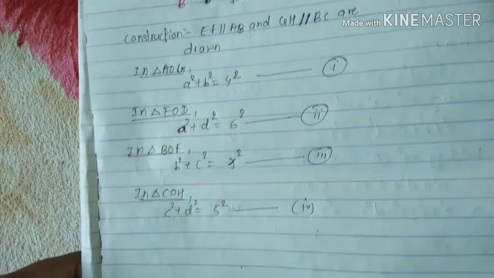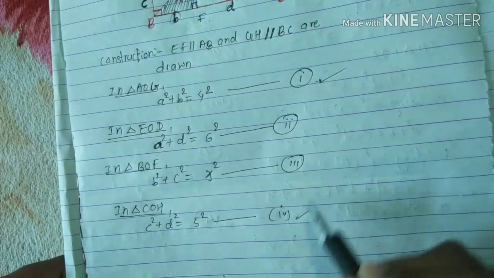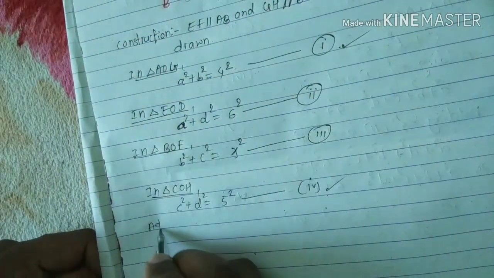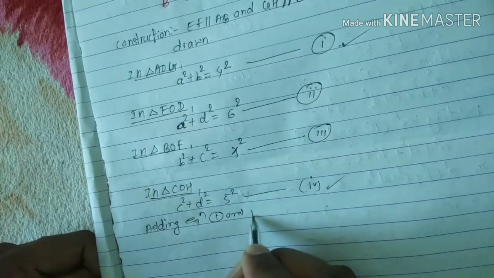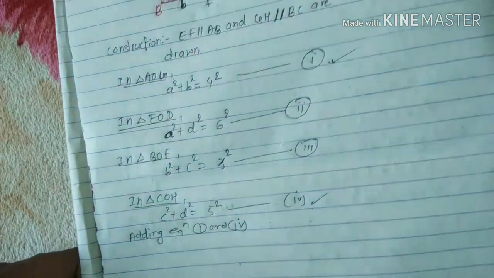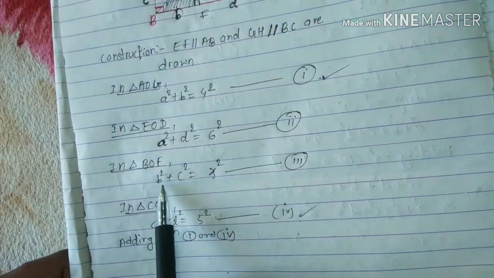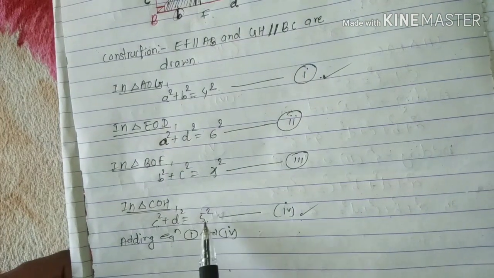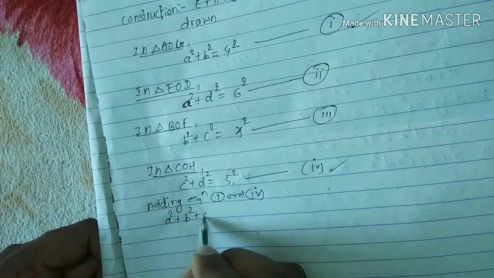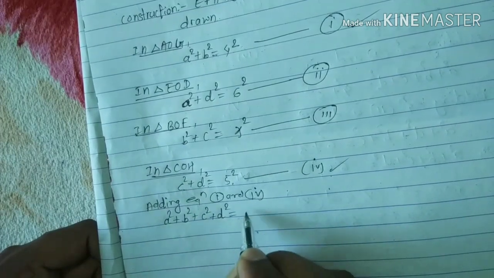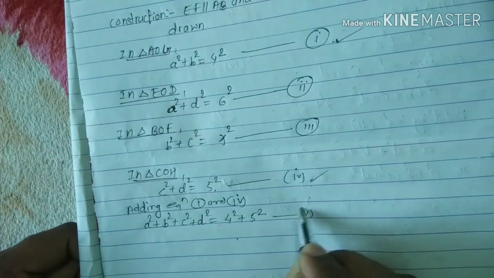Now we can add these two equations, equation first and equation fourth. In equation first there is a square plus b square is equal to 4 square, and in equation fourth there is c square plus d square is equal to 5 square. So while adding these two equations, we will have a square plus b square plus c square plus d square is equal to 4 square plus 5 square, and we may call it equation 5.